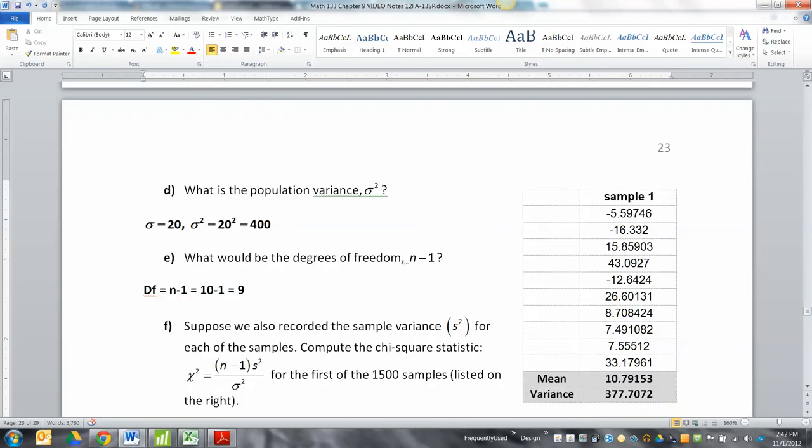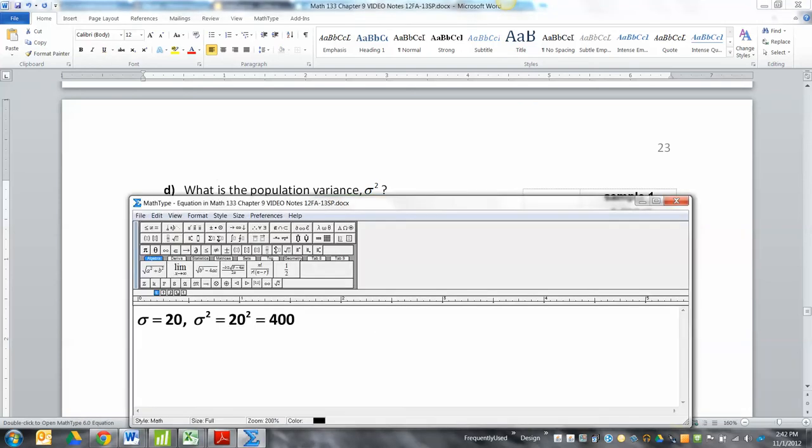All right, what would be the degrees of freedom? Well, every sample we took was size 10. So take away 1 from 10 and you have 9. So 9 is your degrees of freedom. All right, so now what? I'm going to box this right here.